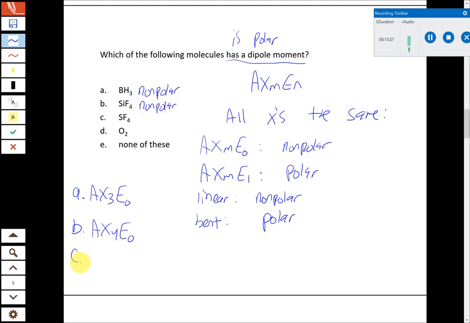But then for choice C, SF4, what we would get is AX4E1. So I encourage you to draw these Lewis structures and make sure you can verify what I'm saying is true. I'm not going to go through the details like I said, but we do get one lone pair for SF4, AX4E1, and again, anything that has one lone pair is going to be polar. For O2, it's a linear molecule, it's just diatomic. So for diatomic molecules that just have two atoms in them, the polarity is determined by whether the two atoms are the same or the two atoms are different. So in O2, we have two of the same atom.